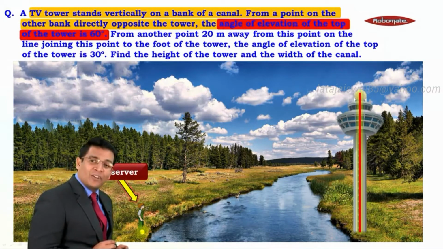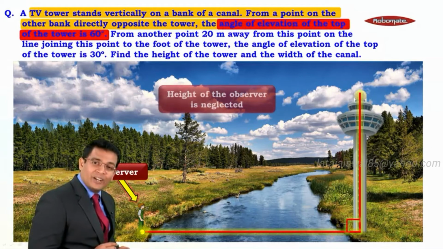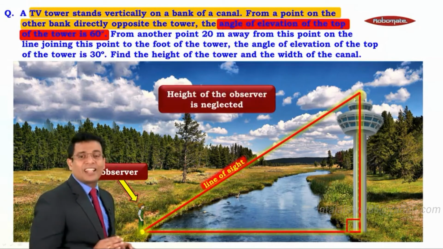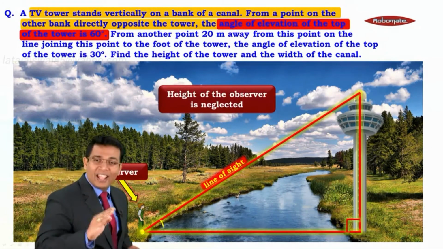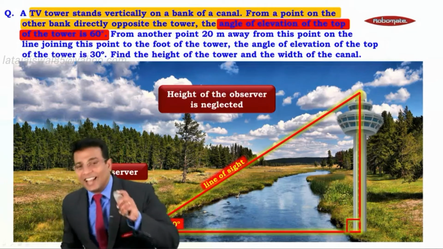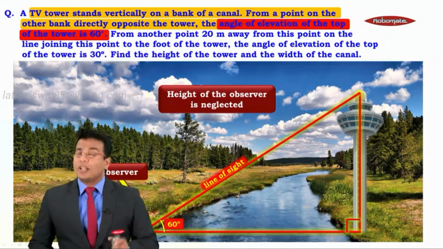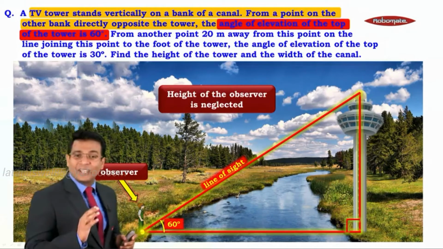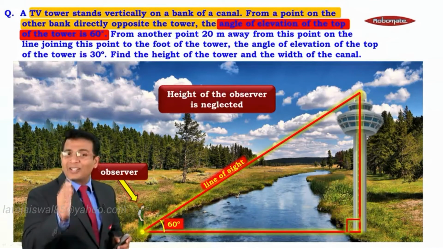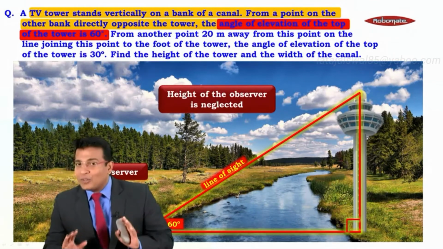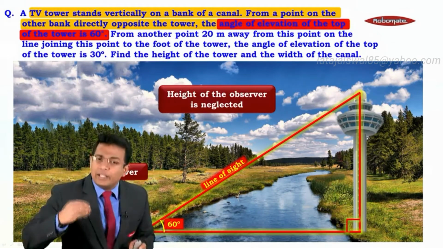And is making an angle of elevation. That means there is a line of sight which is made. And this line of sight is nothing but making an angle with the horizontal line there. And that angle is given as 60 degree. Remember, here the height of the observer is neglected because it is not given. So you are taking it as a point. Easy till now. You understood what you have drawn till now. Beautiful. Let's move ahead now.